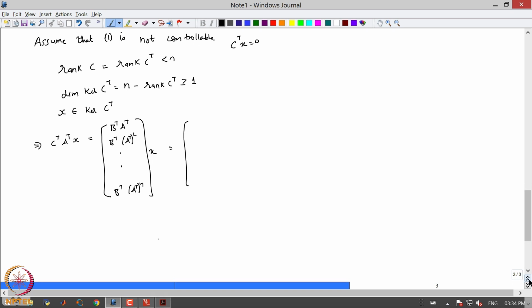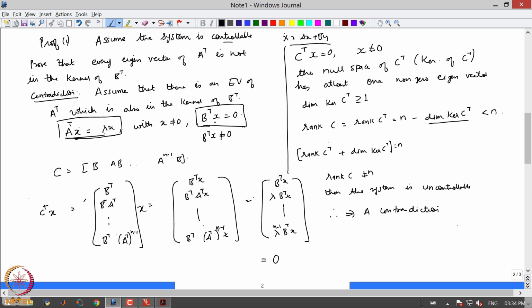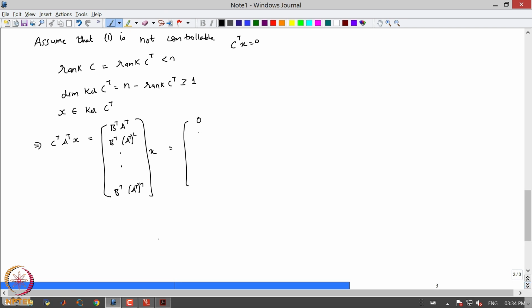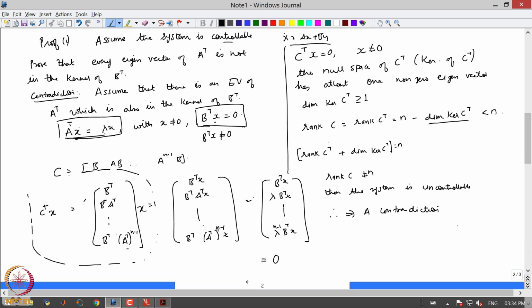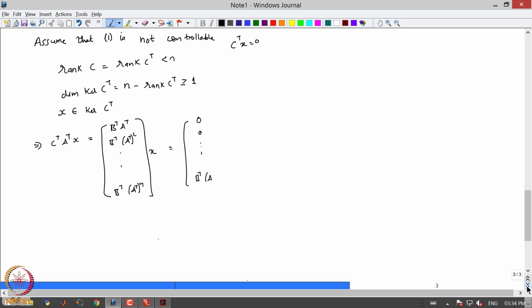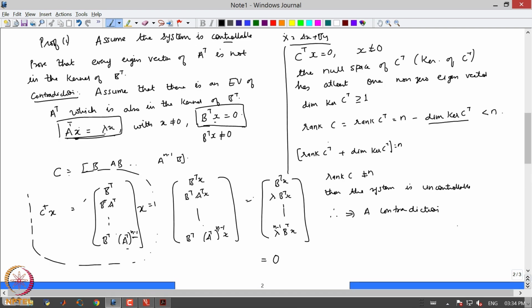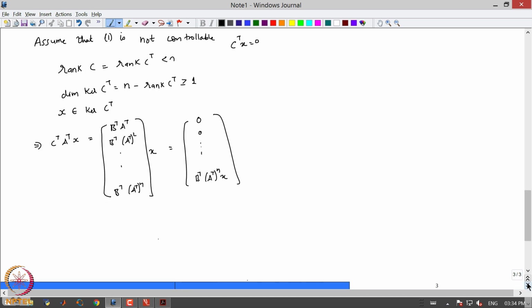What does C transpose of x look like? Well, C transpose of x looks like this one here, the first term here. Okay. And C transpose x is 0 means B transpose x is 0, B transpose A transpose x is equal to 0 all the way until n minus 1. Okay. So, we write that here. The first is 0, second term is 0 all the way till B transpose A transpose to the power n x. Okay, why does this term remain? That term remains because the terms here only go till n minus 1. Okay, what happens to this term now? Is this also equal to 0?